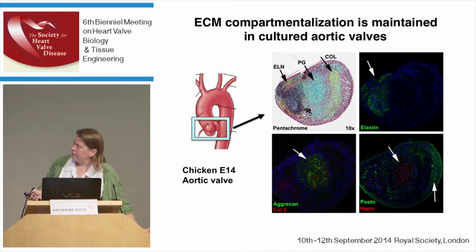So this is an example of the endocardial cushion, or the valve primordia cultures, where we take the aortic valve, basically the whole valve, dissect it out with the annulus region, and then culture it for about a week. And what you can see is that it maintains this matrix stratification. So in the Pentachrome stain, you can see elastin, proteoglycan, and collagen within these valve primordia. And then with the antibody staining, you can see that all localizes out.